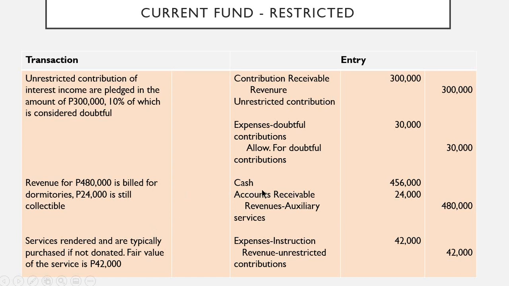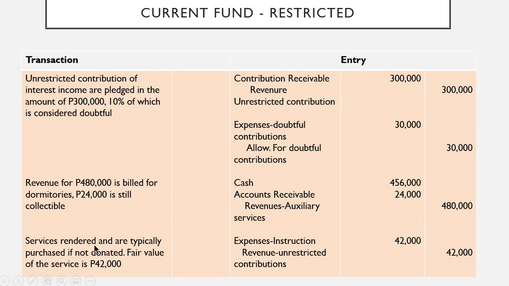Syempre, debit ka ng cash. Okay? 480,000. Okay? Although the entire 480,000 is revenue, dahil meron kang collectible na 24,000, so yung cash ma-receive mo is just for 56,000. The remaining 24,000 is remain or accounts receivable, okay? And of course, revenue for 480,000.